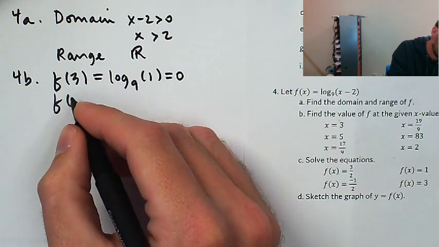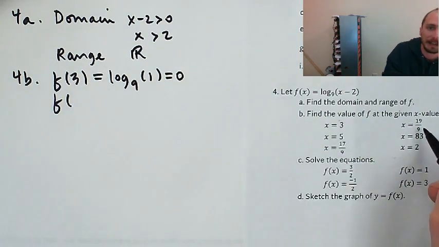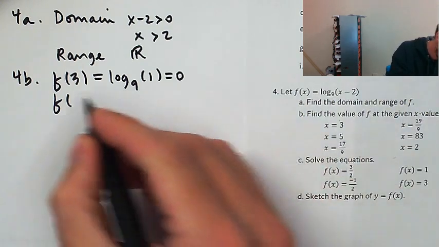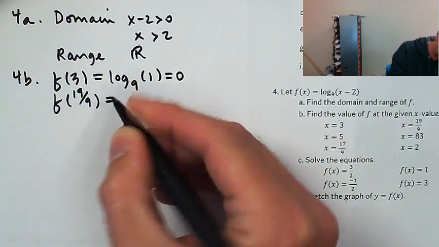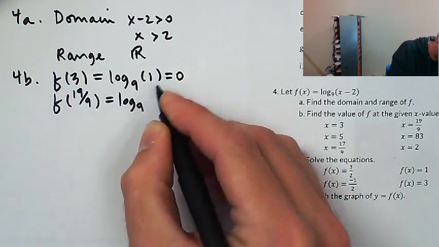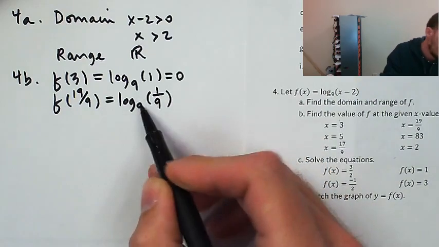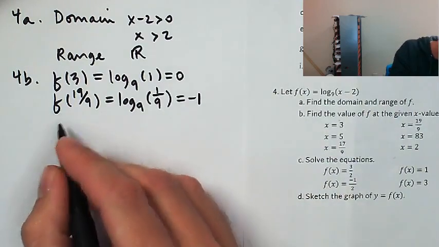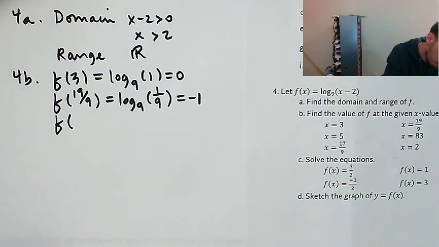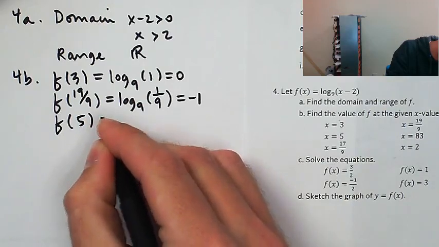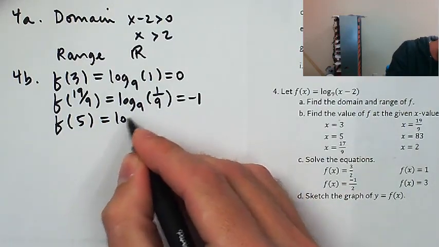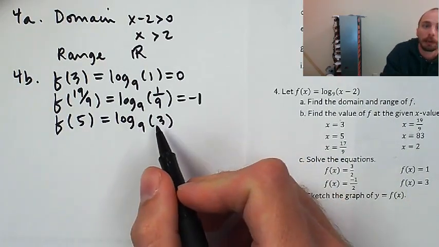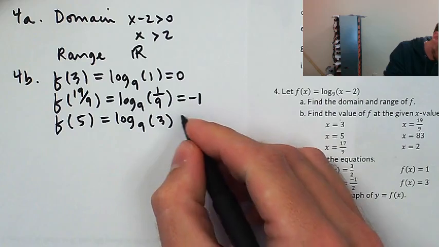F of 19 over 9. Okay, so if I take 19 over 9 and I subtract 2, 2 is 18 over 9. So if I plug in 19/9, I'm taking the log with base 9 of 1 over 9. What exponent do I put on 9 to get 1/9? That'll be the -1 exponent. F of 5 is going to equal log base 9 of 3. What exponent do I put on 9 to get 3? 3 is the square root of 9, so I'm going to put the half exponent on there.